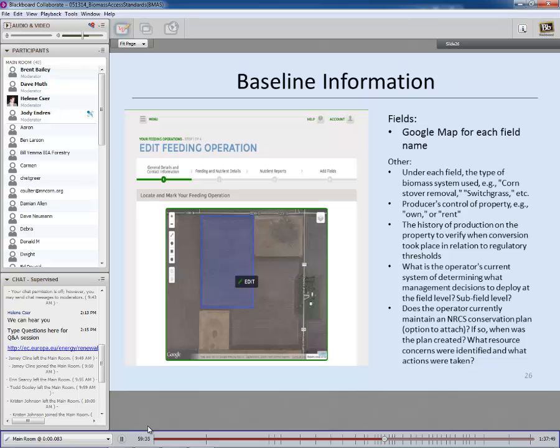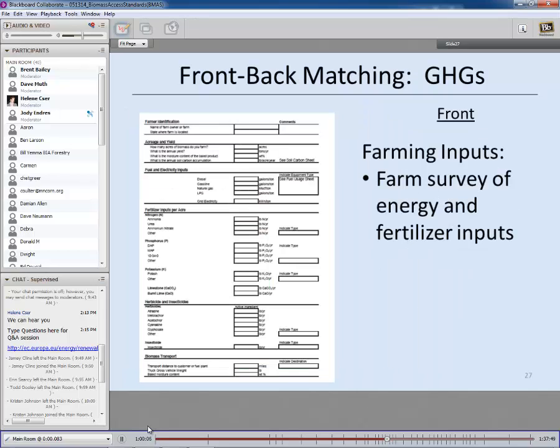This is an example, and this is actually from Dave's Ag Solver tool, where we would have the producer putting in the baseline type of information, whether it would be from a Google map that would answer, you know, what type of system are you using. We have the GIS coordinates. This would tell us the baseline of what is actually going on. Do you have an RCS conservation plan? If so, you could attach it, and then we could work from there on what type of analytics we could further use to apply to that information.